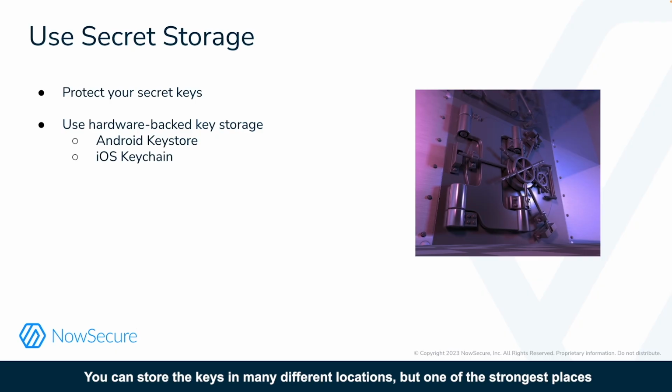You can store the keys in many different locations, but one of the strongest places to store your keys on a mobile phone is your Android Keystore or iOS Keychain. As we saw in the first section of this course, certain devices do not support the Trusted Execution Environment or secure element. For that reason, if you're concerned about advanced attacks, make sure your app can only be deployed and installed on Android devices that support the hardware-backed storage mechanism.